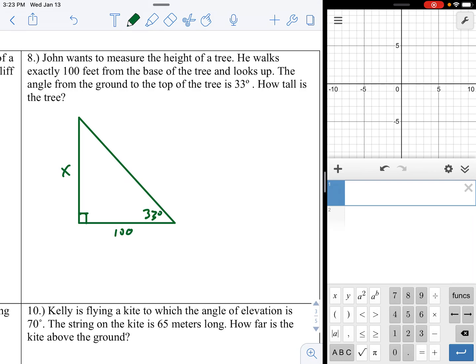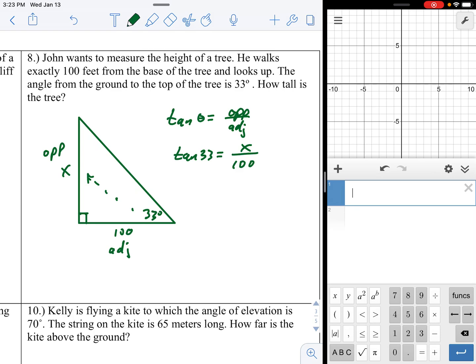All right, we can do this. We've got opposite and adjacent. Opposite and adjacent is tangent. Tangent of theta equals opposite over adjacent. So plug in the numbers. Tan 33 equals x over 100.